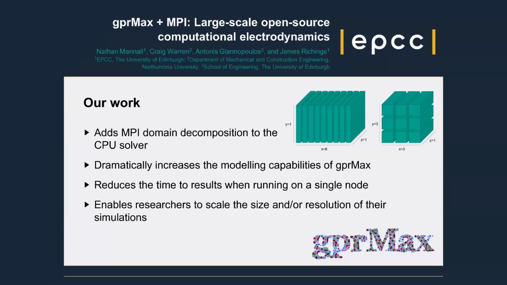So the work presented in this poster adds MPI domain decomposition to the CPU solver, and this allows models to be divided across MPI ranks, enabling researchers to run much larger simulations and to explore new science. Our benchmarking runs on ARCHER2 demonstrate an immediate speed up when running on a single node, as well as very good node scaling performance, but I've got much more detail on that at my actual poster.